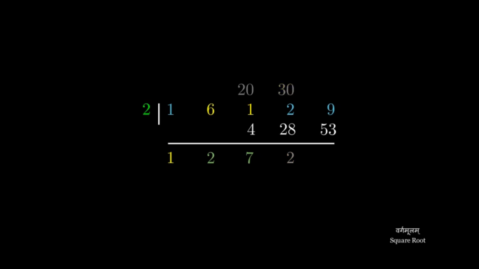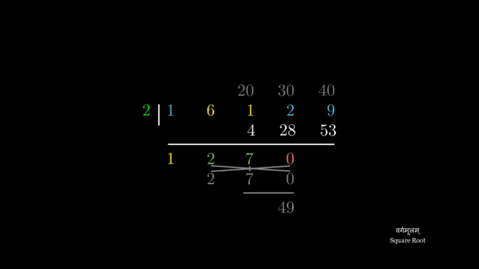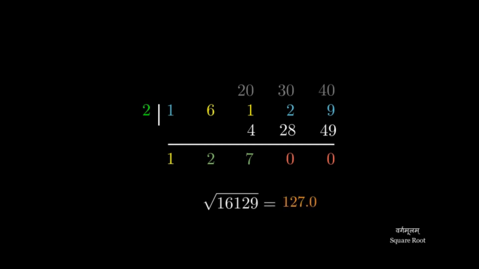So we backtrack here. In the last step, 32 minus 28 equals 4 divided by 2. We take 0 as quotient and remainder 4 multiplied by 10, 40 is carried over to the next column. And we apply the operator on 270 and we get 49. Now in the last column, 49 minus 49, we get 0 as the next decimal digit. Thus, the square root of 16,129 is 127.